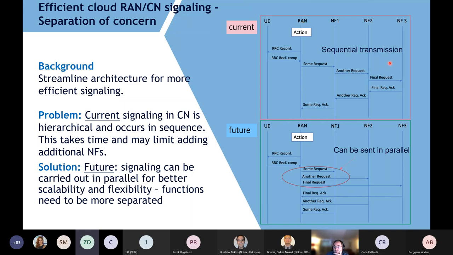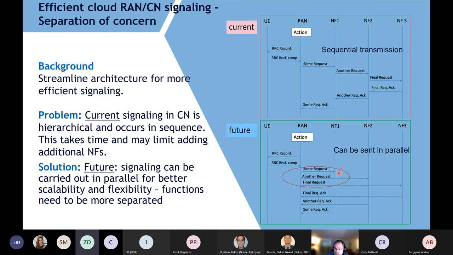So the UE wants to do handover, you have to go up through all these network functions and then back again, which as it is, is still rather efficient, but it should be possible to do a little bit more efficient, we think. And send all these requests in parallel directly to all network functions and then receive them. So to speed up, make it simpler. And maybe mostly because it's more flexible.